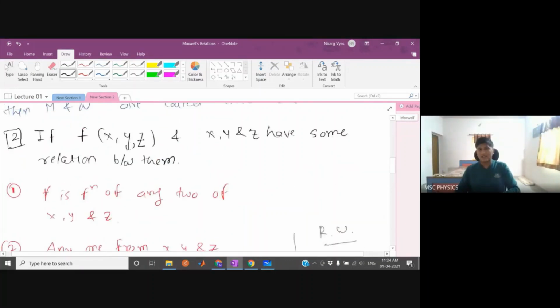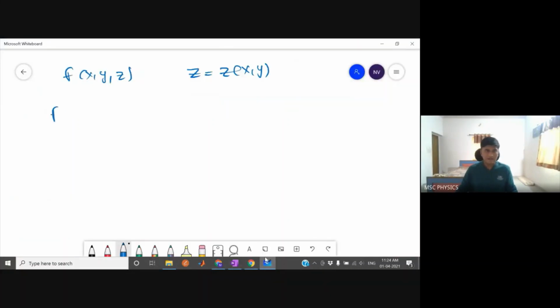f of x, y, z: f is a function of x, y, z, and x, y, and z have some relation between them. So what is f in our case? The function f is probably cos x sin y minus z. Let us suppose this is the function f. But now z and x, y have some relation between them. So z has this kind of relation, suppose.